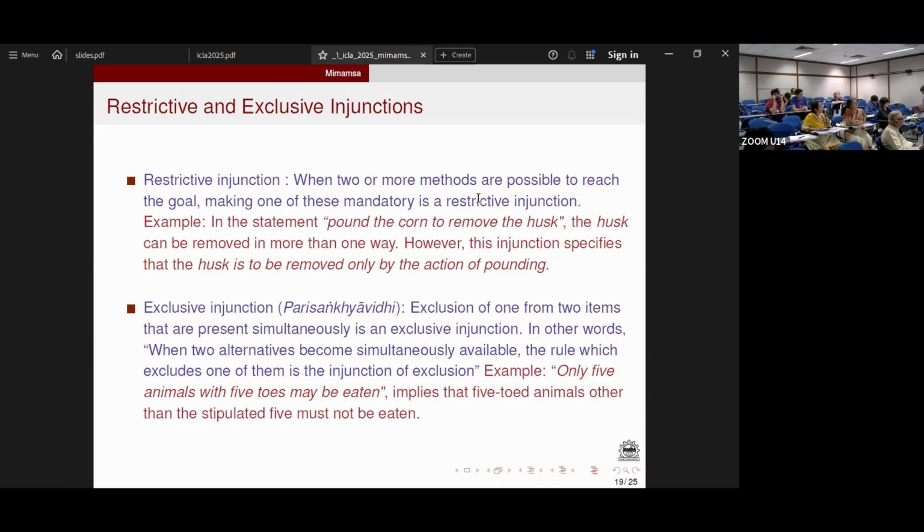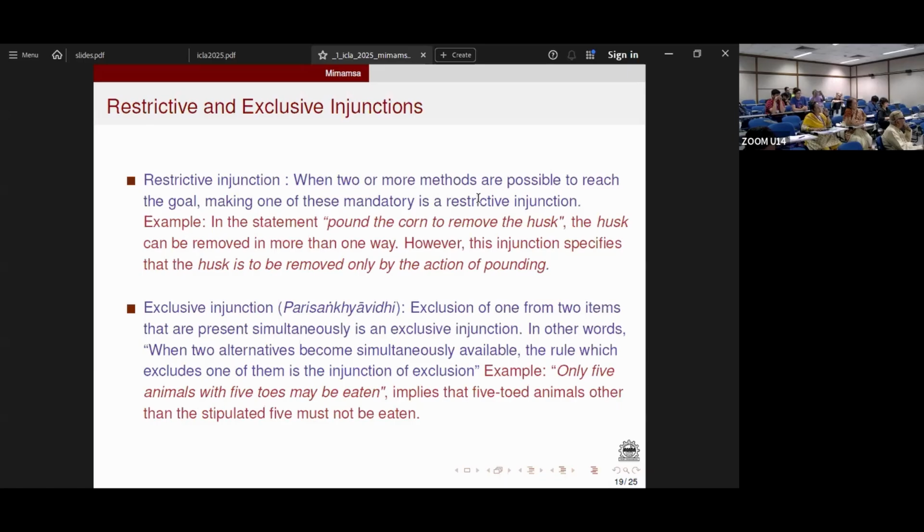So the question here is, why should such a statement be given? The statement is given because there are other ways in which you can remove the husk. For instance, you could probably use your nails to remove the husk. But it says if you use your nails to remove the husk, that does not guarantee that you have done it in the right manner that will lead you to the final result. So it is a niyama. It gives you a restriction that you have to only do it this way. So that's the restrictive injunction.